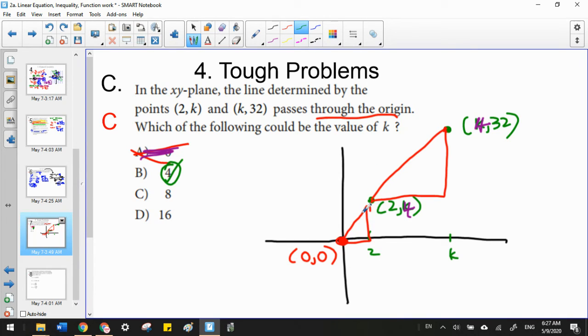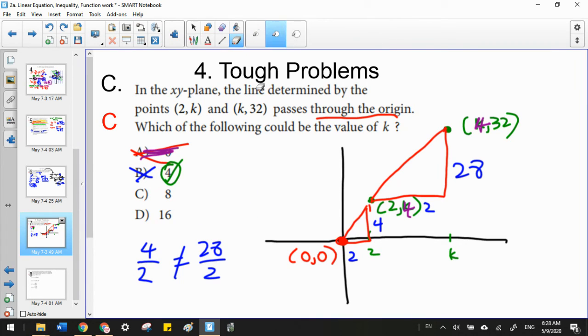And from 0, 0 to 2, 4, horizontal change is 2, vertical change is 4. And from 2, 4 to 4, 32, horizontal change is 2, and vertical change is 28. Now that we have numbers to look at, it's a lot easier to set up the proportion to see if the slope is consistent throughout. So this slope over here is 4 over 2, and this slope over here is 28 over 2, and the 2 slopes are clearly not consistent. So this answer is giving us bad points that don't work for going through 0, 0.